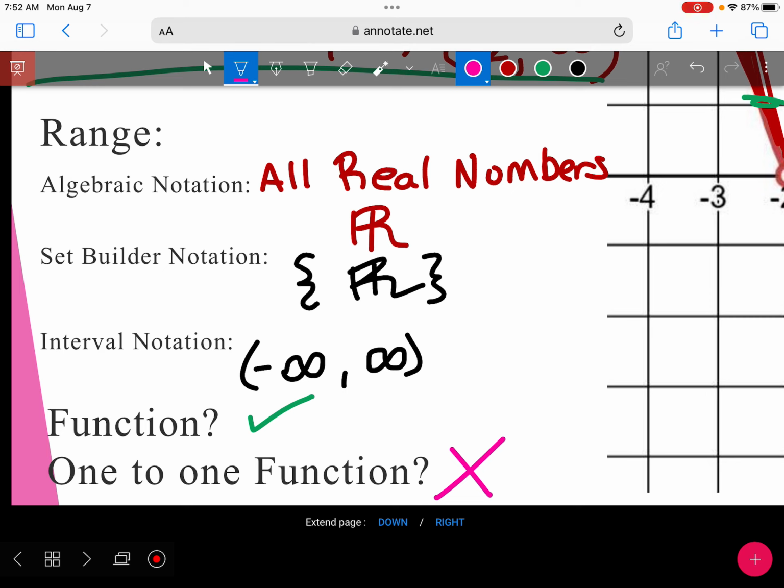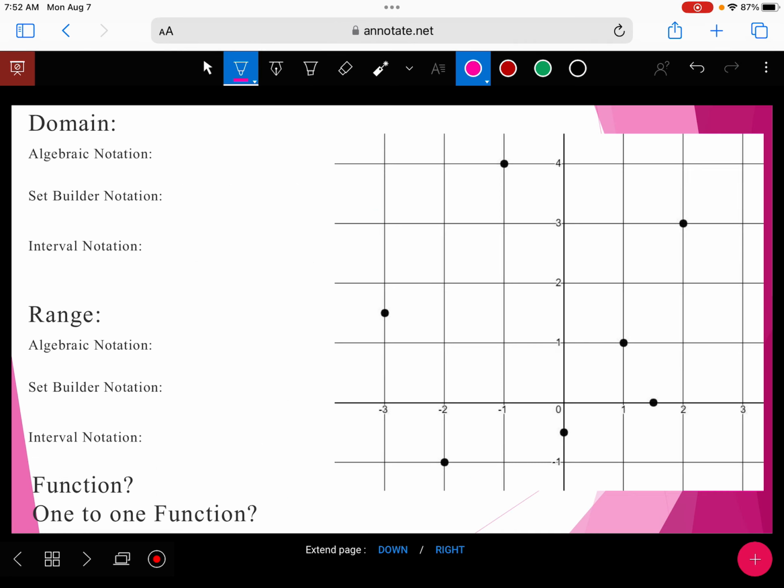Okay. One more that we're gonna look at. I think we're starting to get the hang of it. And it looks a little cray. It's just dots. This is the only time when Set Builder notation is actually helpful. It's just a list of separate dots.